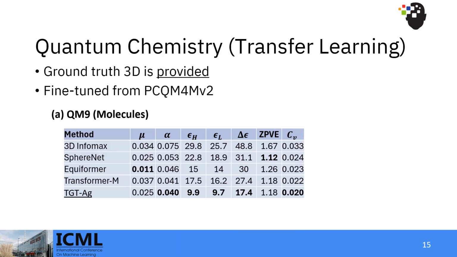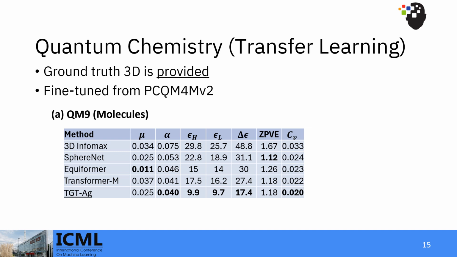Now, let's move on to a different setup where the ground truth 3D structure is provided, so we don't need to use our distance predictor. We're only fine-tuning the task predictor, which was pre-trained on the PCQM4Mv2 dataset. We're focusing on the QM9 dataset, a benchmark dataset for molecules.